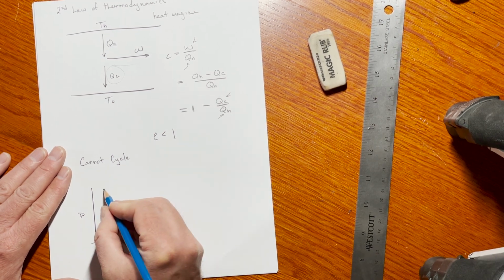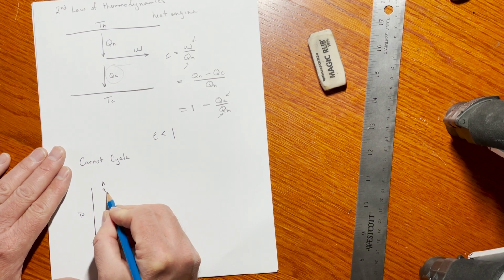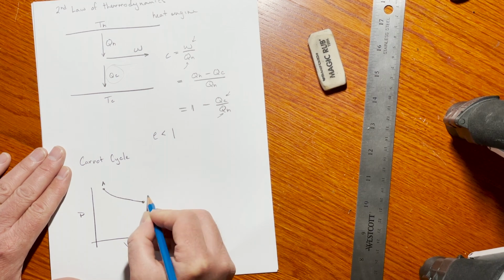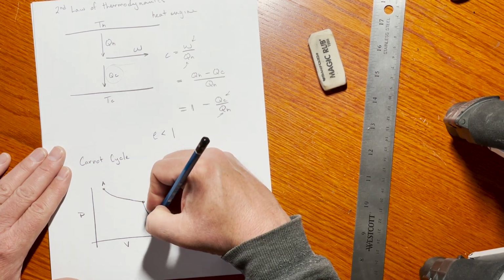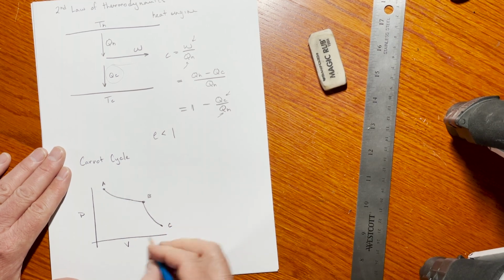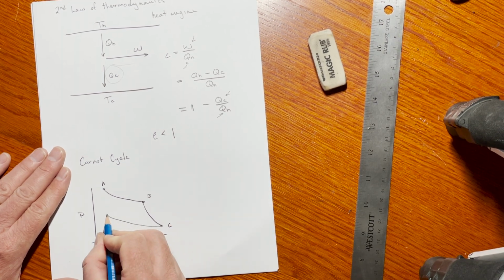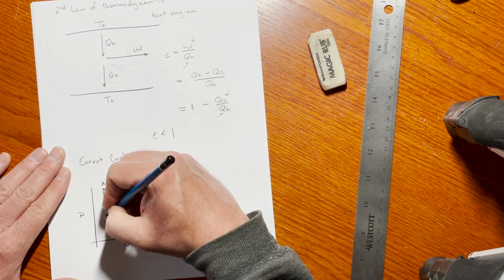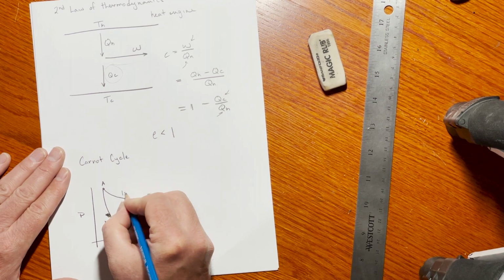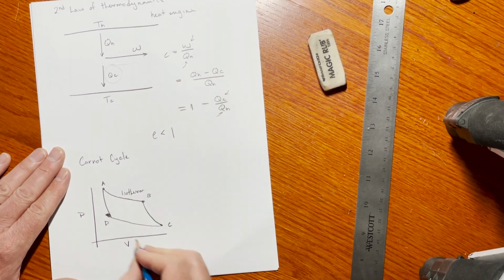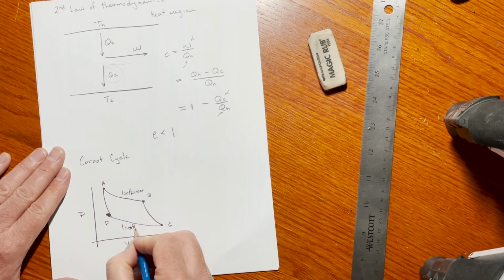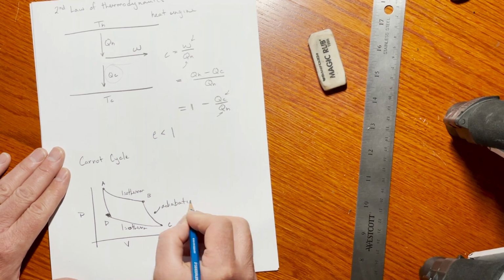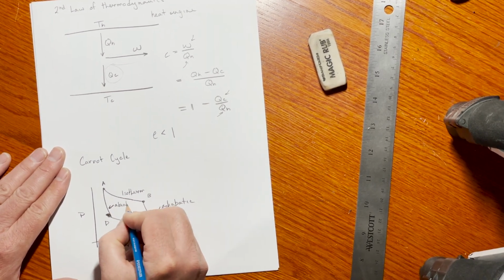So we're going to go from point A here, we're going to go isothermally to point B. Then we're going to go adiabatically to point C. We're going to go isothermally back to point D, and then adiabatically back to point A. Let me draw that right. So this is an isotherm, constant temperature, this is an isotherm, constant temperature, this is an adiabatic process, and this is an adiabatic process.